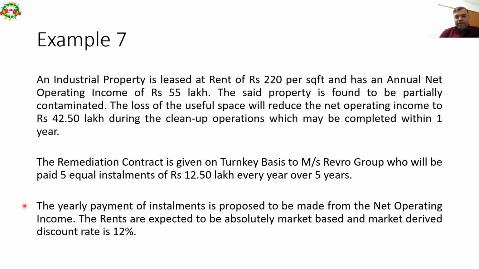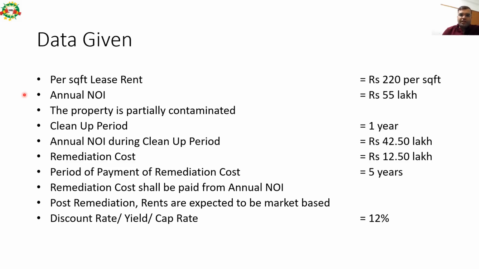The yearly payment of installments is proposed to be made from net operating income. The rents are expected to be absolutely market based, and the market derived discount rate is 12%. Data given in the question: per square feet lease rent is given, which is equal to 20 rupees per square feet.